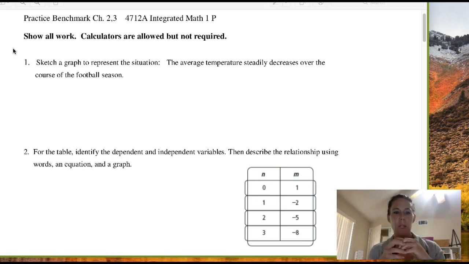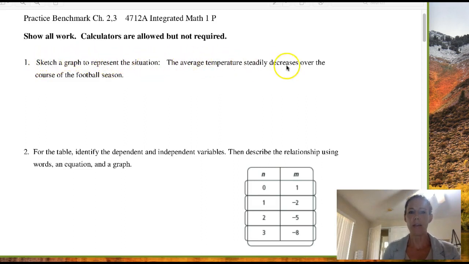I put these two together because chapter 3 builds on chapter 2. You get an introduction to functions in chapter 2 with arithmetic sequences, which then builds into the equation of a line. So let's go over the first one. Sketch a graph to represent the situation. The average temperature steadily decreases over the course of the football season.